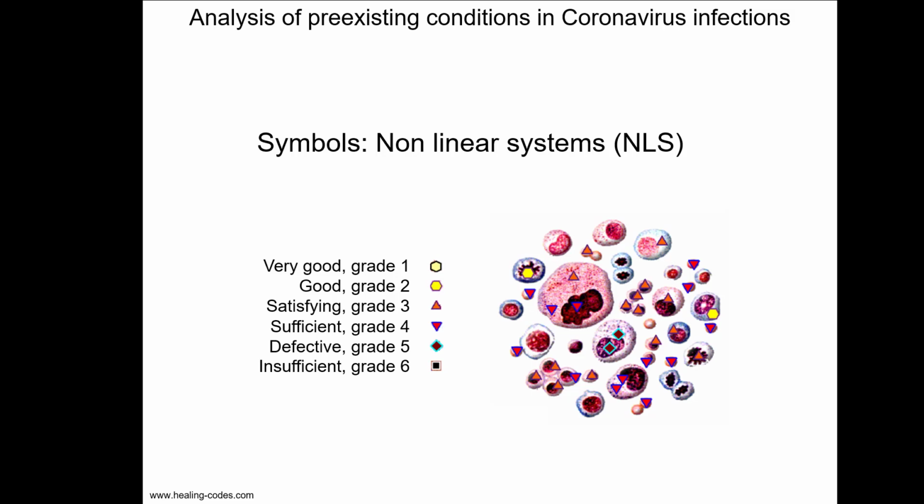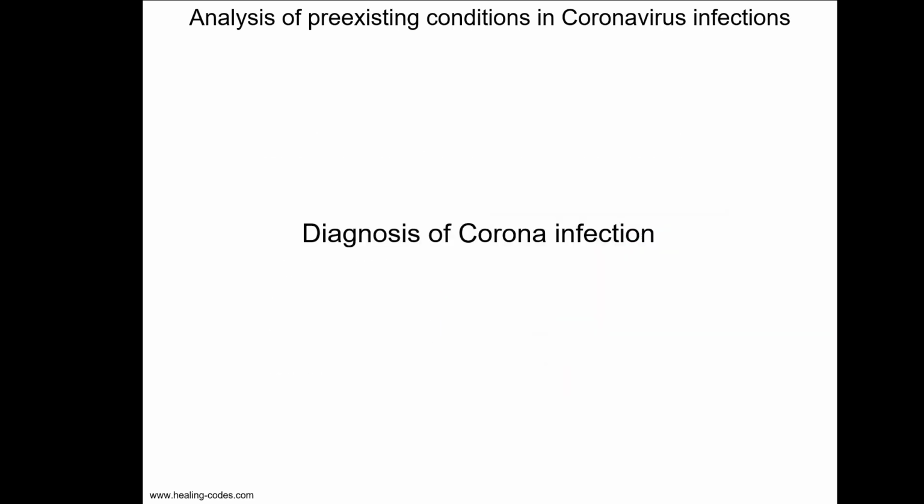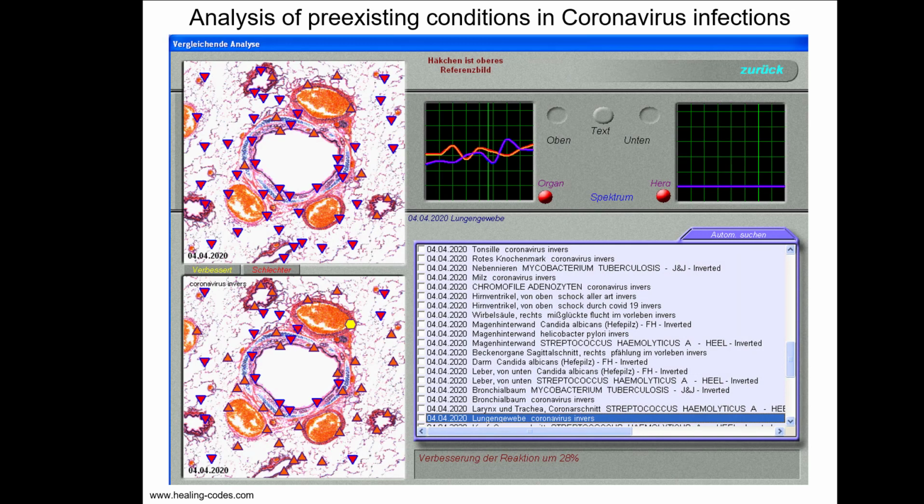We begin with the diagnosis of the infection by coronavirus SARS-CoV-2. This picture shows lung tissue with two figures. The upper illustration shows the initial energetic findings, which mainly correspond to grade 4. If the coronavirus is inverted by removing the information of the virus from the observation in a so-called Vigito test, the image below is obtained, which is 28% better than the above initial result.